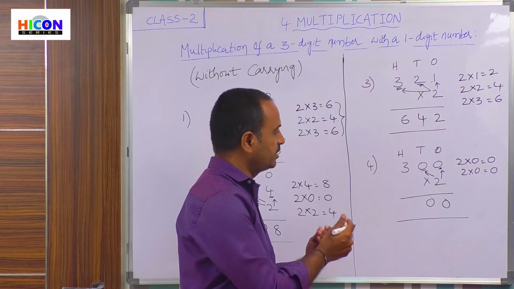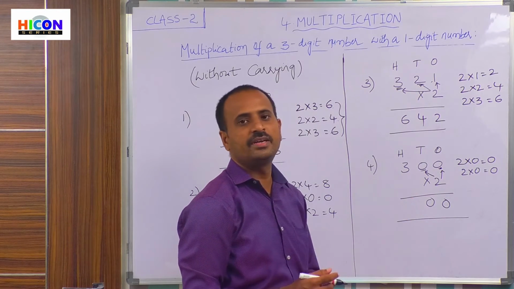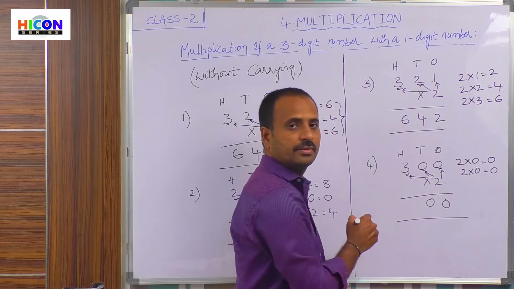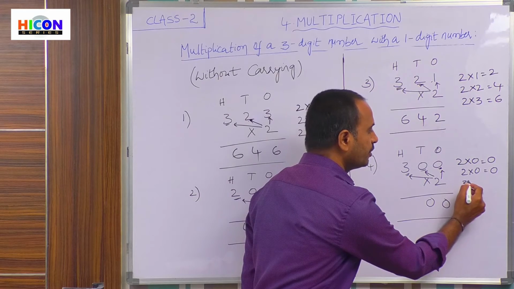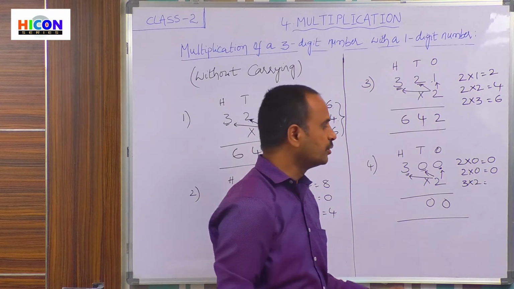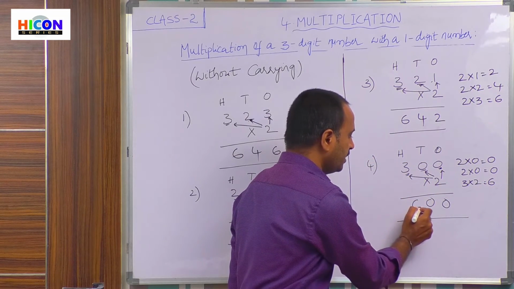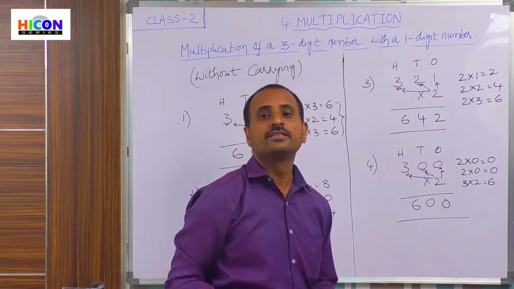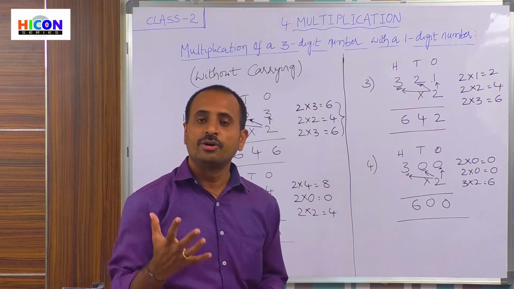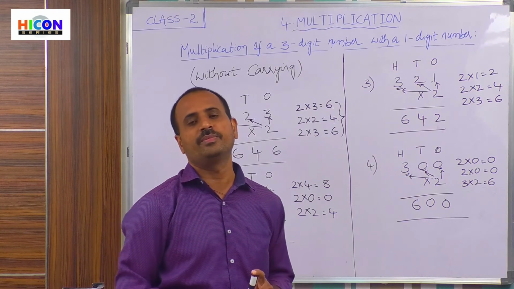Now go to hundreds place. Which digit is present in hundreds place here? 3 is present in hundreds place. So multiply this 3 with 2, that is 3 into 2. Children, how much is 3 twos? 3 twos are 6, and write this 6 under hundreds place. So the answer is 600. In this way, we can multiply a 3-digit number with a 1-digit number.